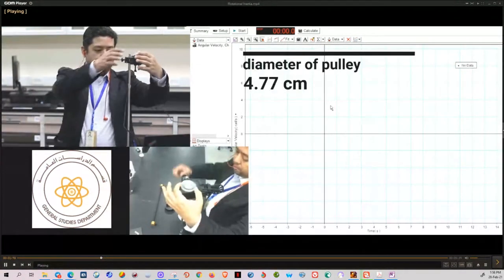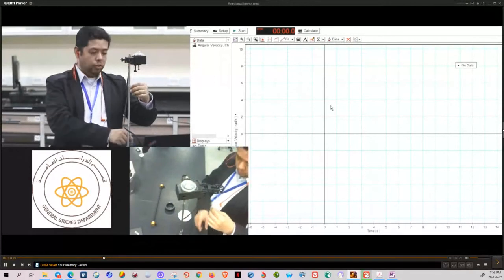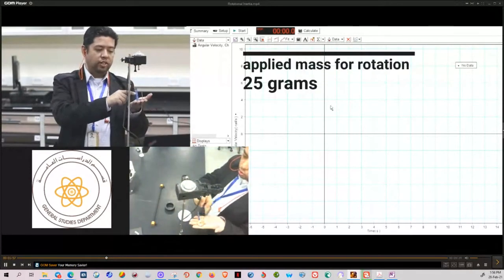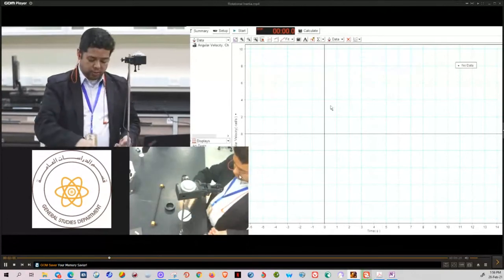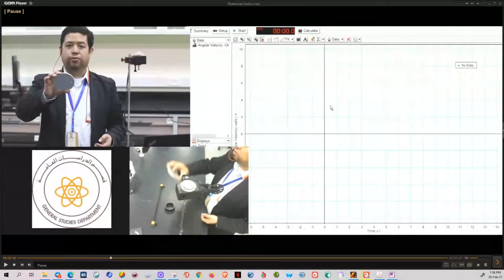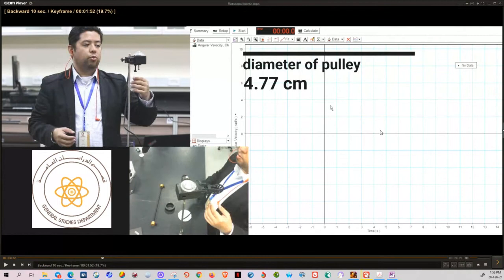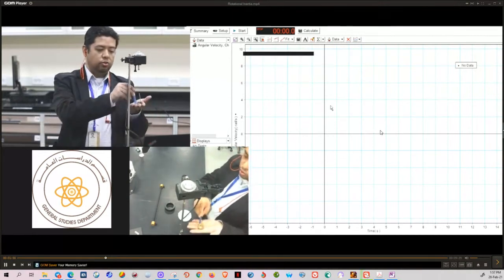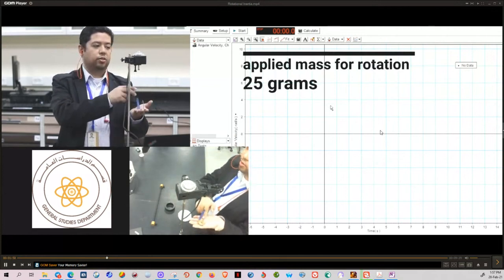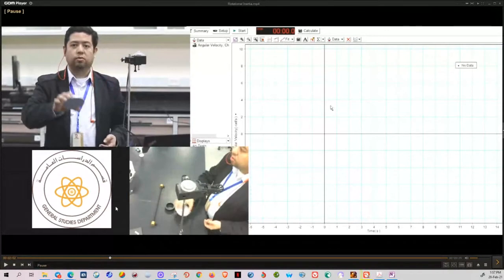Of this pulley, okay, by which we apply a force which is equivalent to 25 grams. Once our setup is ready, did you get it? Should I go back again? That's the diameter by which we apply a force which is equivalent to 25 grams. Once our setup is ready, got it?